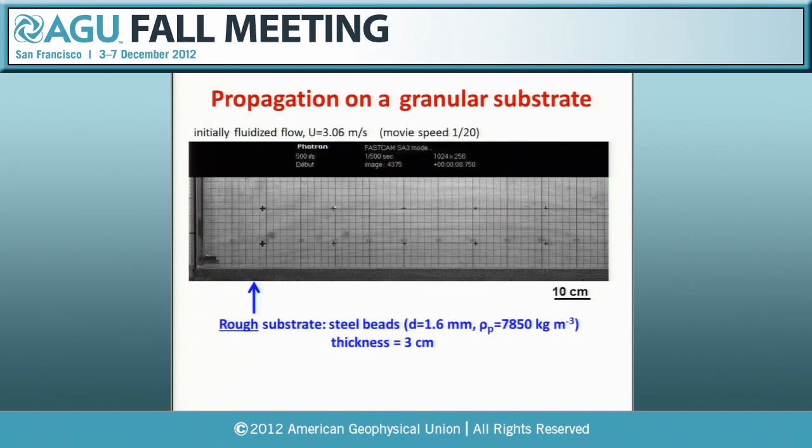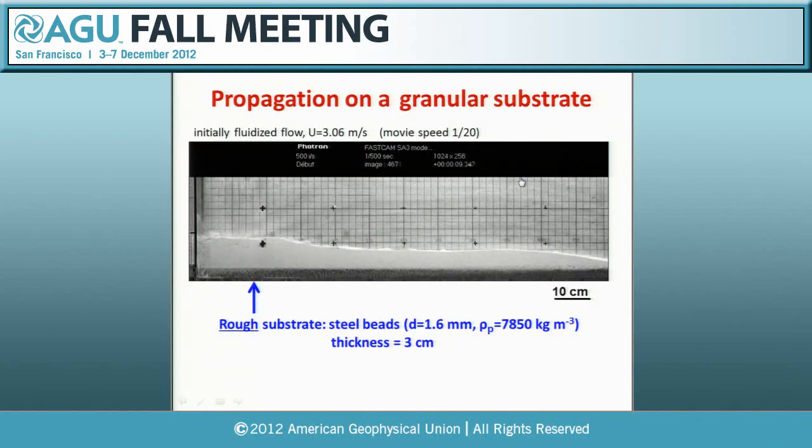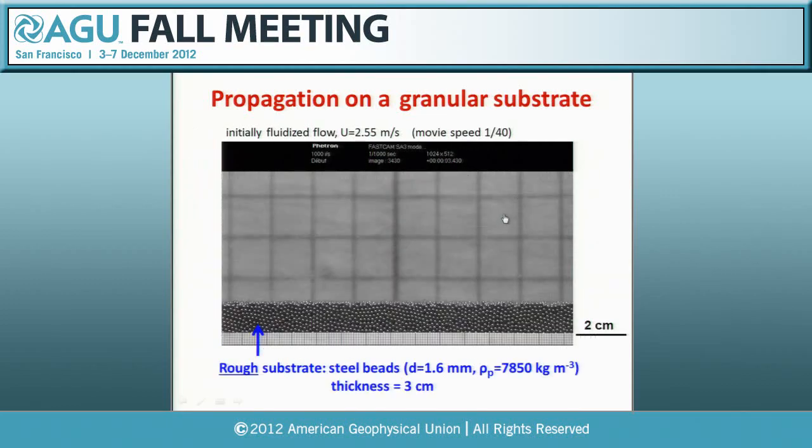And in that case, entrainment clearly occurs at the base of the sliding head. And now let's see what happened in detail in a similar experiment.